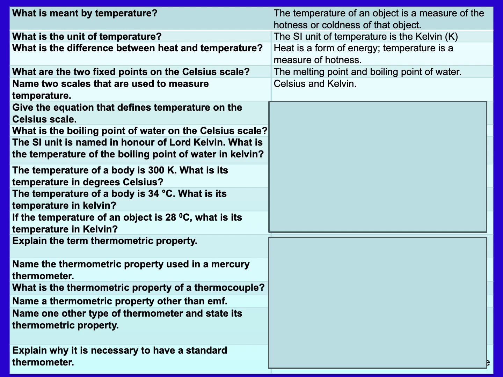The 2 fixed points are the melting point and the boiling point of water, or you could have said 0 degrees or 100 degrees Celsius also. And the 2 scales used to measure temperature are your Celsius scale and Kelvin scale.